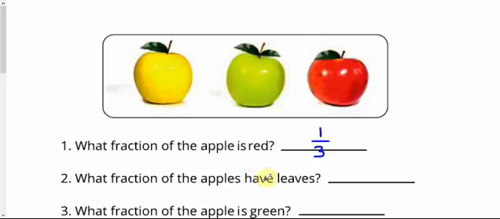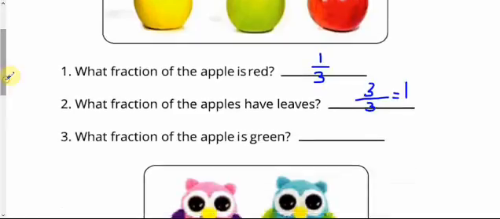What fraction of the apples have leaves? I have leaves in here, and in here, and in here, so all of them have leaves. I have 3 out of 3 equals 1. What fraction of the apples is green? I have only 1 green apple, so this will be 1 out of 3.